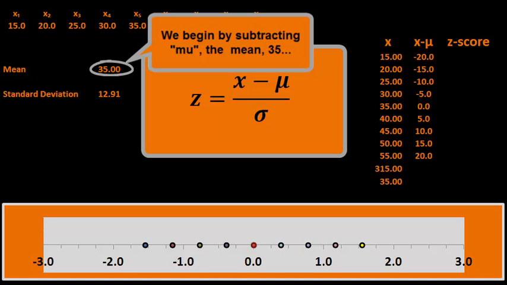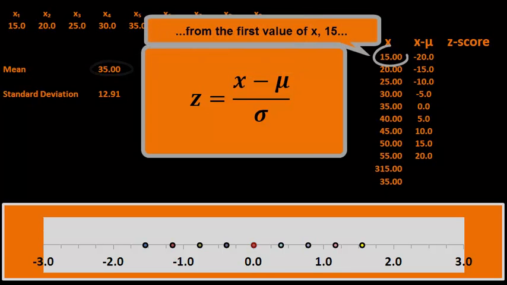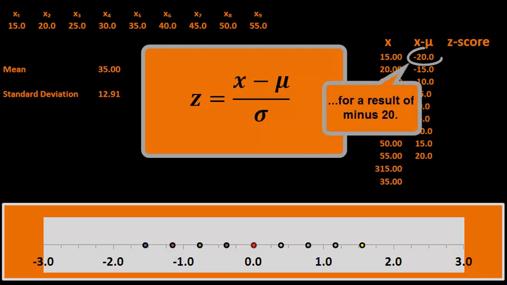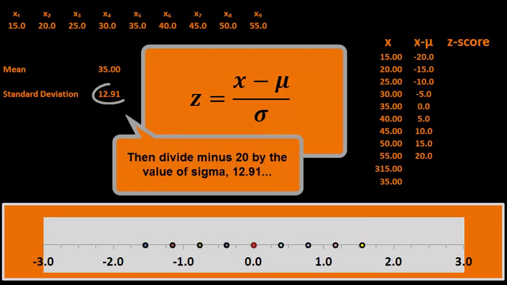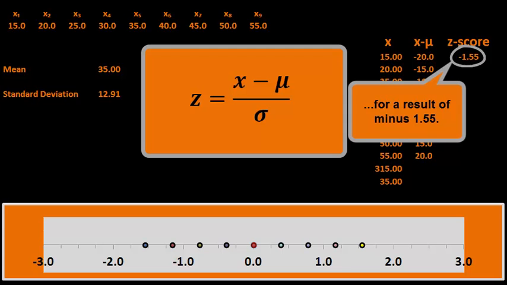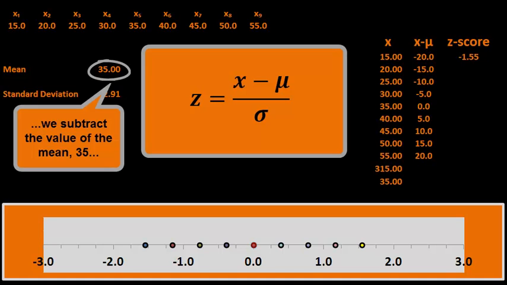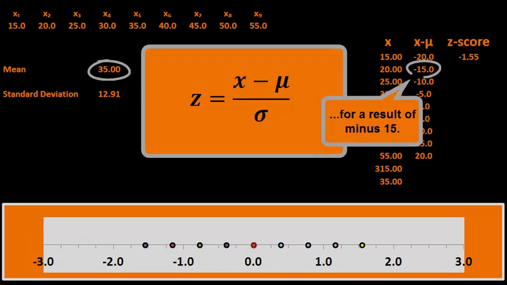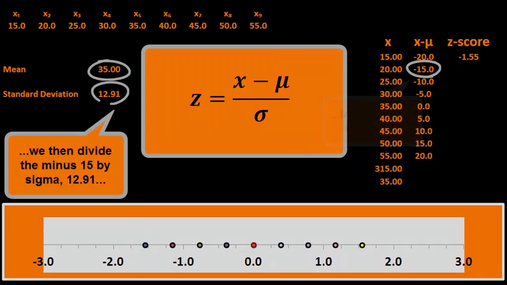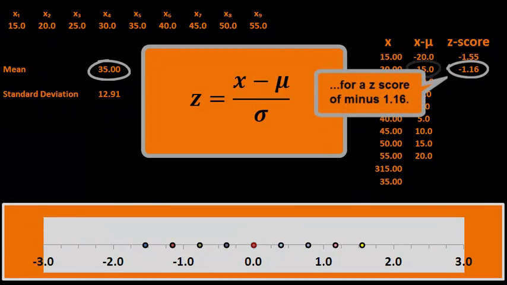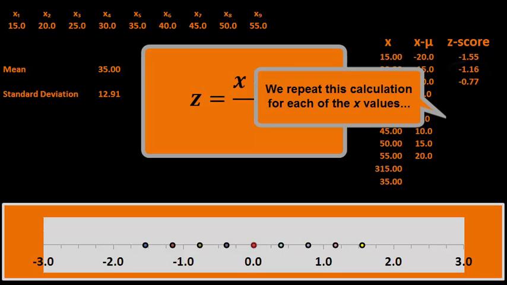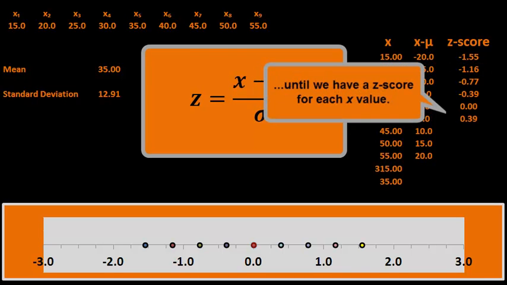We begin by subtracting mu, the mean, 35, from the first value of x, 15, for a result of minus 20. Then divide minus 20 by the value of sigma, 12.91, for a result of minus 1.55. For the second x value of 20, we subtract the value of the mean, 35, for a result of minus 15. We then divide the minus 15 by sigma, 12.91, for a z-score of minus 1.16. We repeat this calculation for each of the x values until we have a z-score for each x value.